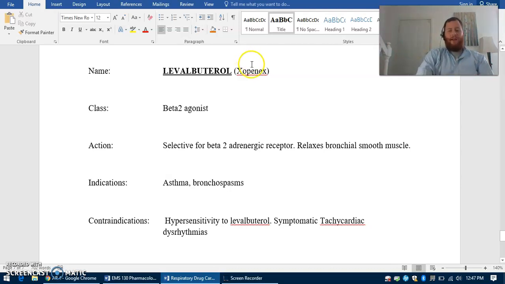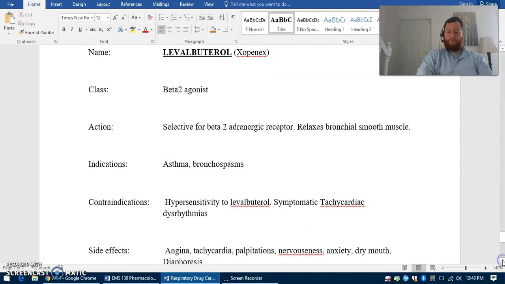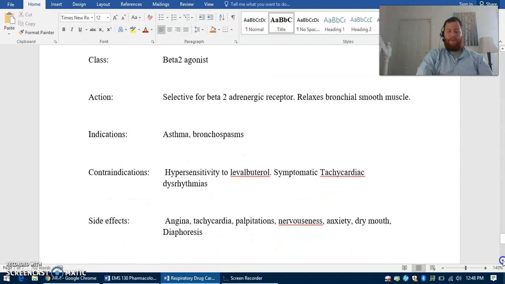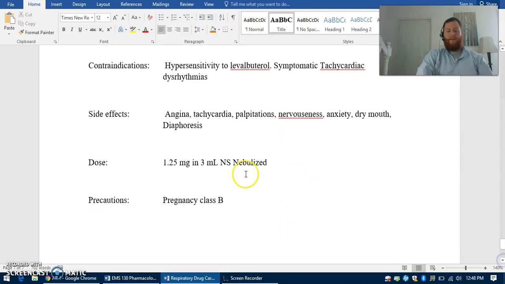So the trade name is Xopenex. The generic name is levalbuterol. It too is a beta agonist. Again, it's almost identical. It's kind of a cousin, I guess, to albuterol, but it typically does not cause as many side effects as albuterol does. It works in the same way, so we're not going to go through all of that.